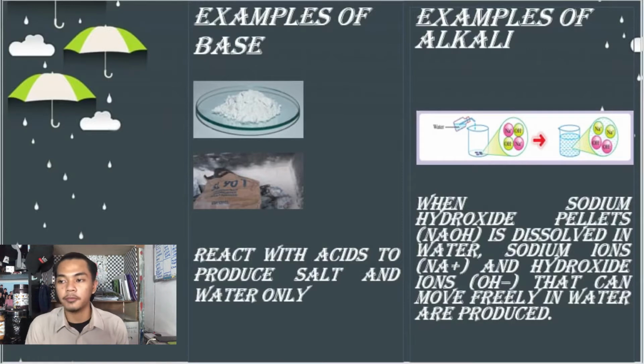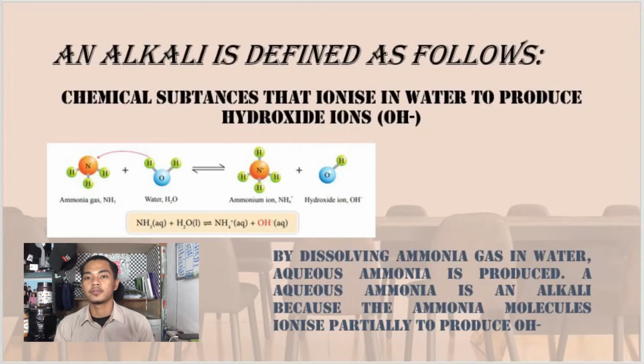When sodium hydroxide pellets are dissolved in water, sodium ions and hydroxide ions that can move freely in water are produced. So here the statement shows that the substance can be soluble or dissolved in water, so it is called an alkali. Alright, also an alkali is defined as follows: a chemical substance that ionizes in water to produce hydroxide ions. As you can see in the picture, this is the definition of alkali.